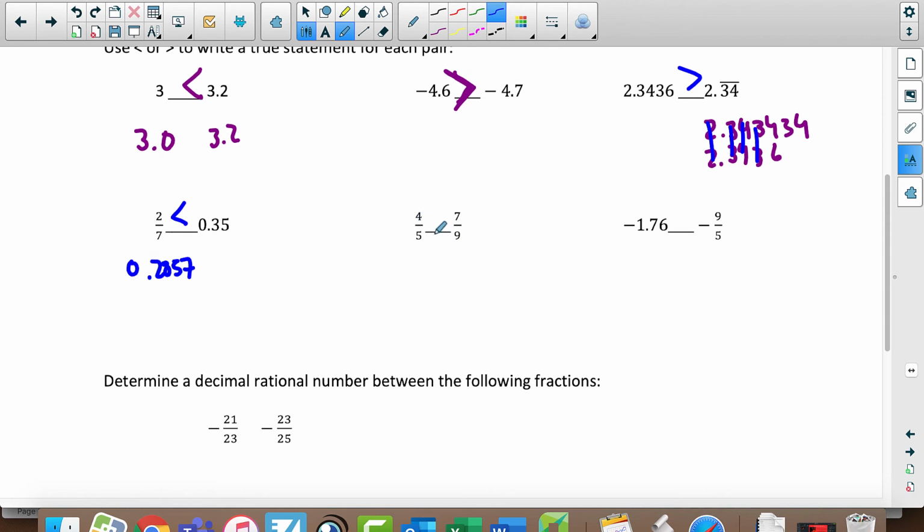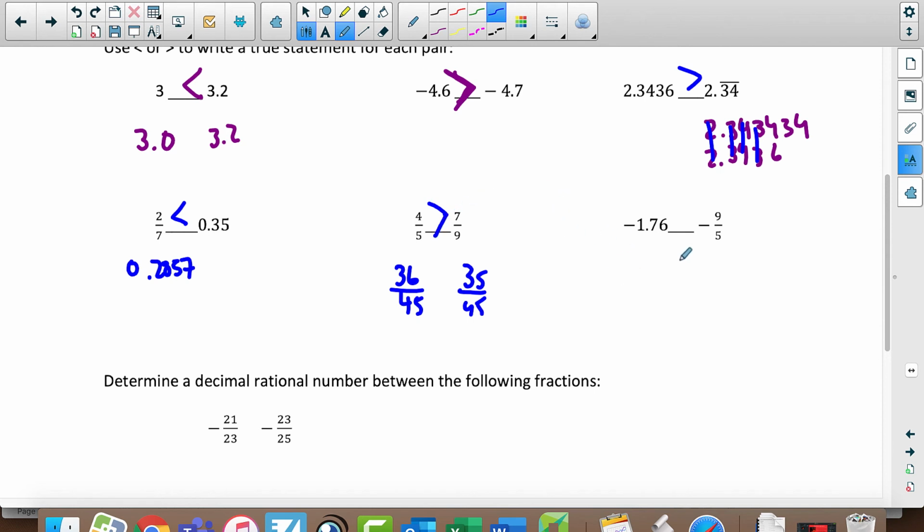Okay, how about this? Well, you could switch them both to decimals. That's one way to do it. Or the other way you could do it, get common denominators. What's a common denominator of 5 and 9? 45. What do you multiply 5 by to get 45? 9. So also multiply the top by 9 and you get 36. What do you multiply 9 by to get 45? 5. So also multiply the top by 5 and you get 35. Oh, it's so close, but 36 is a little bit bigger.